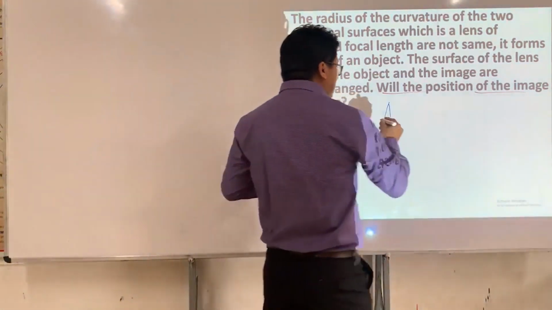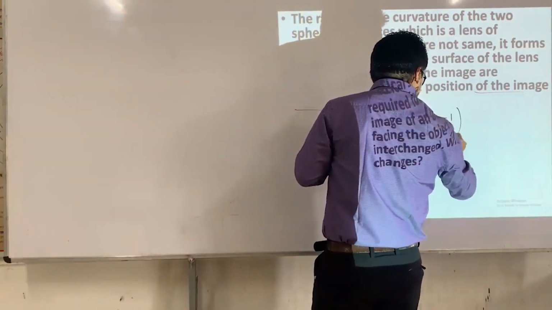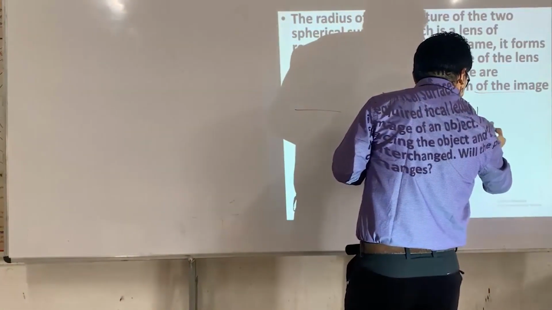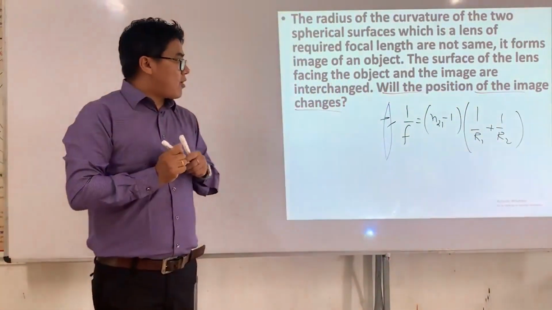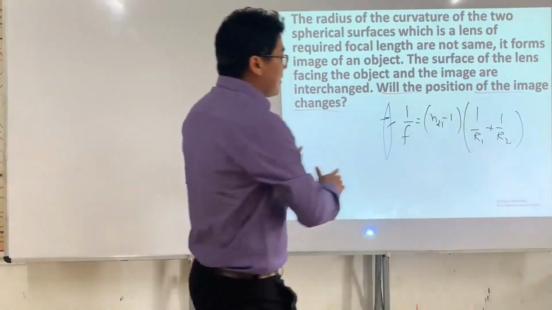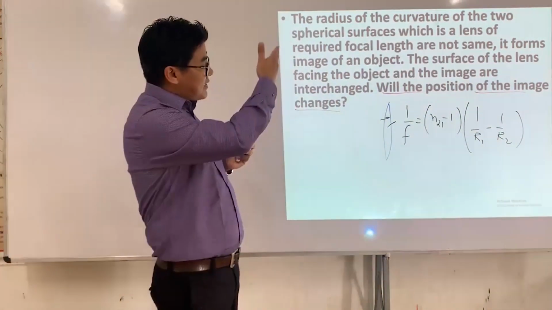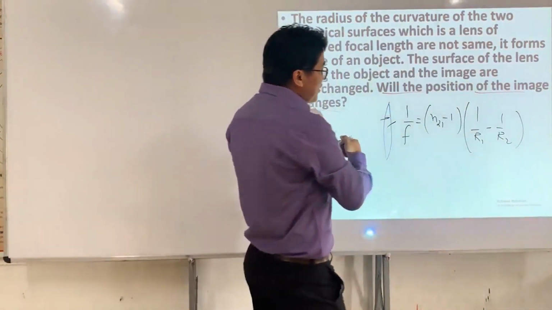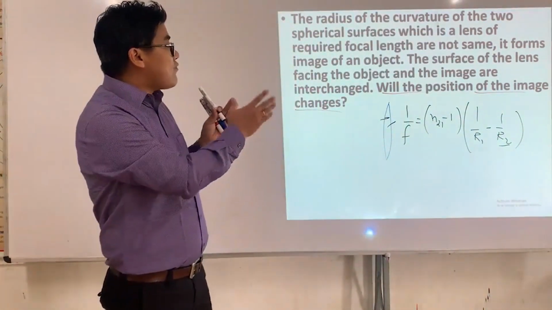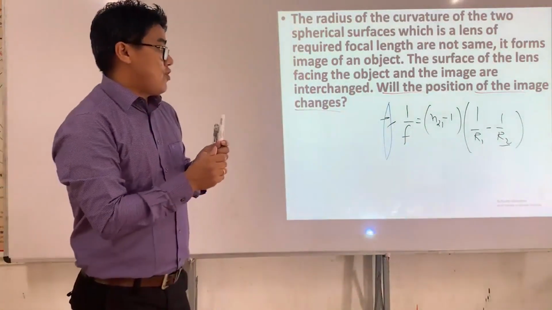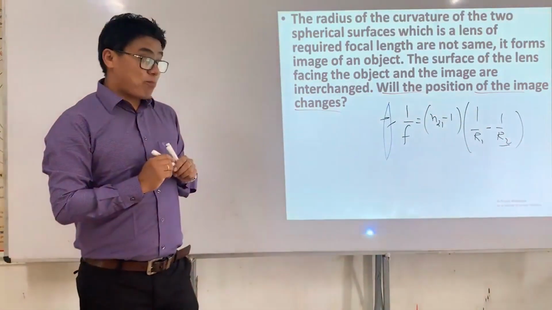We have what we call the lens maker formula. This is the lens maker formula, where R1 is the radius of curvature of the first lens surface, and R2 is the radius of curvature of the second surface. Now the problem says, if I interchange the two radii of curvature, will the focal length remain the same? This is the question.